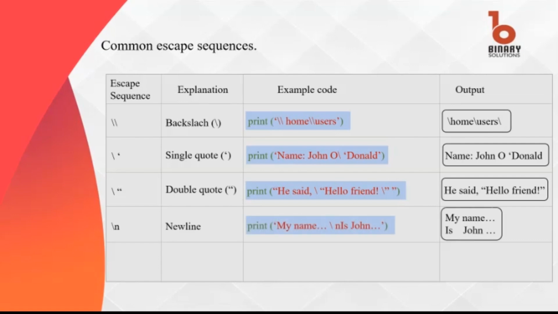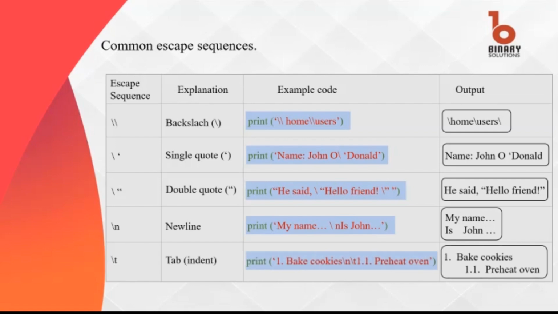The \n sequence adds a line break to the output, while \t inserts a tab space for indentation, allowing text to be formatted across multiple lines or with indents. These escape sequences give programmers the ability to format text precisely in their code.